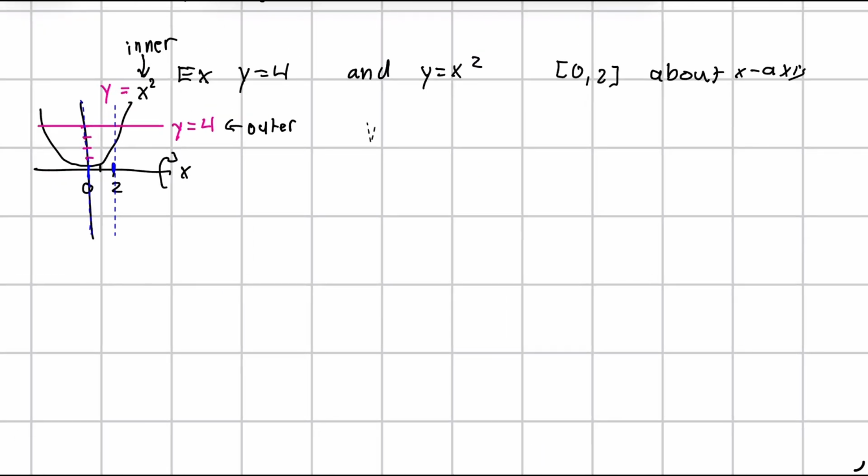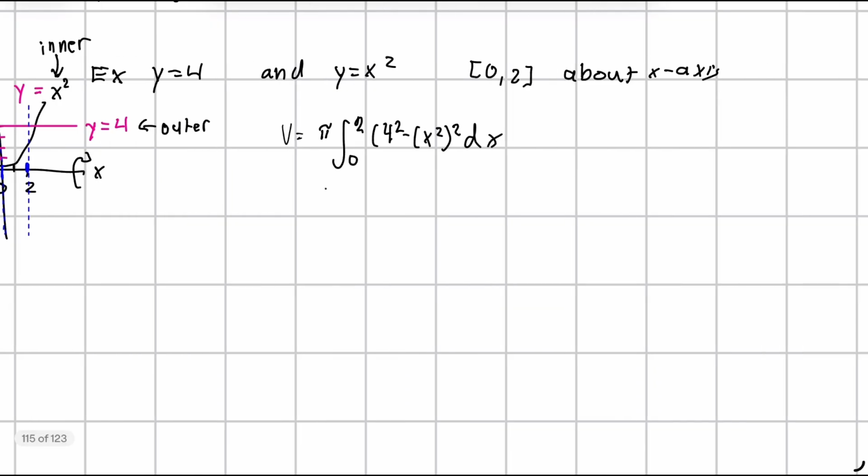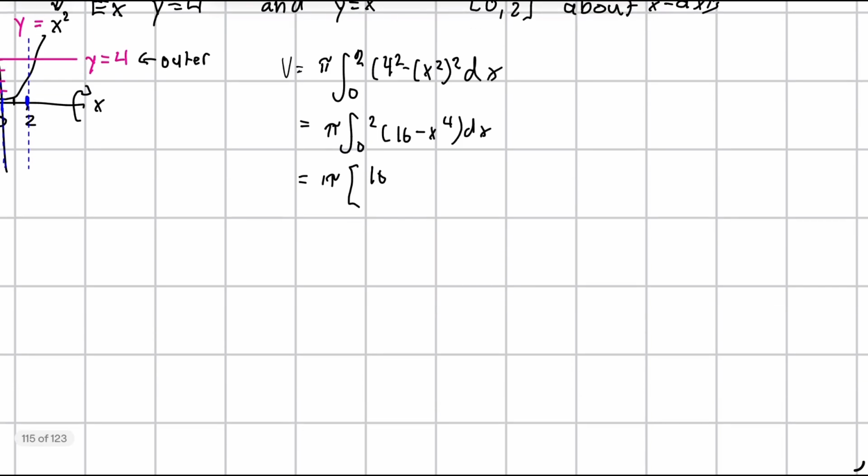We have volume equal to pi times the integral from 0 to 2 of 4 squared minus x squared squared dx. We have pi from 0 to 2 of 16 minus x to the power of 4 dx. This is going to be pi times, evaluated, 16x minus x to the power of 5 over 5.